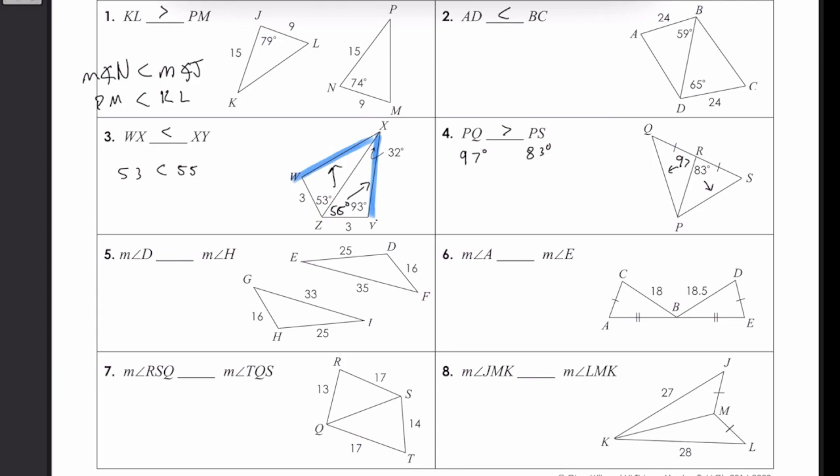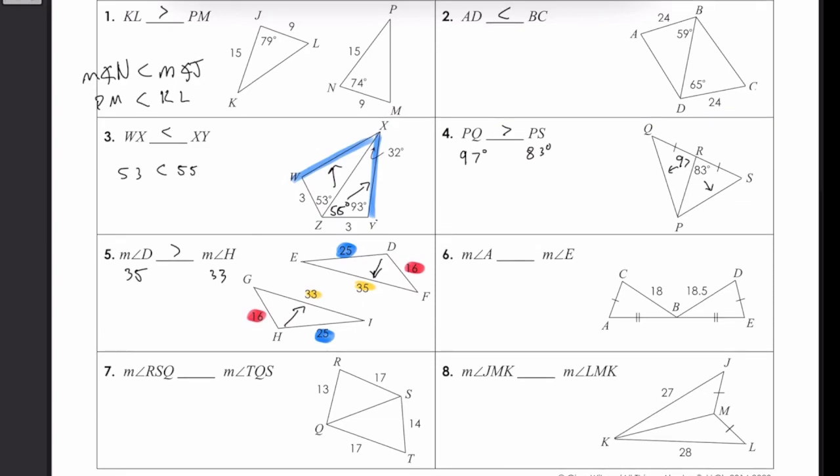So on number 5, we don't actually have any angle measures, but we do have sides related to those angles, and so we'll use those side angle relationships. Let's use some highlighting. We have 25 and 25. We have 16 and 16. So that means the 33 and the 35 are the ones that we need to use. The 33 is opposite of the H, and the 35 is opposite of angle D, which gives us all the information we need to know. It means that angle D is going to be bigger than angle H because it's opposite of the larger side.